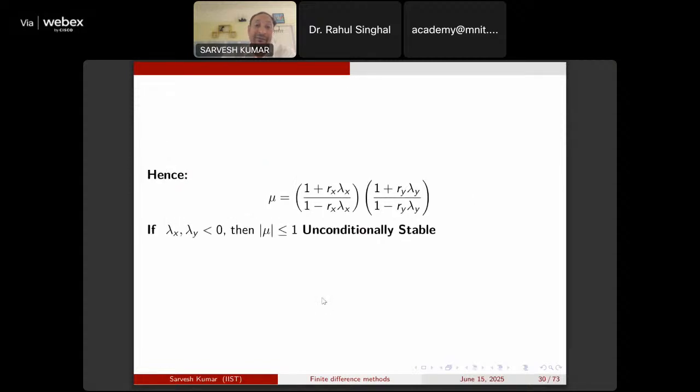Now, since you have the Laplace operator UXX, the eigenvalue will always be negative, and therefore the modulus of mu will be less than 1. That means the spectral radius is less than 1. That's why this is unconditionally stable.